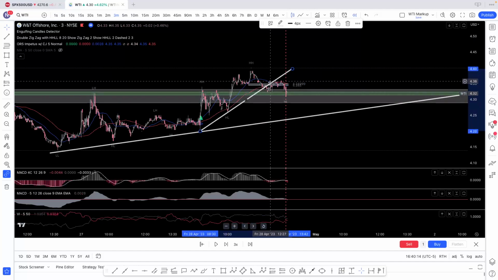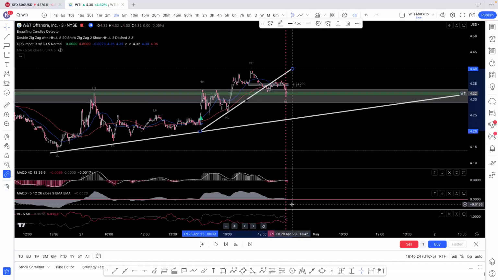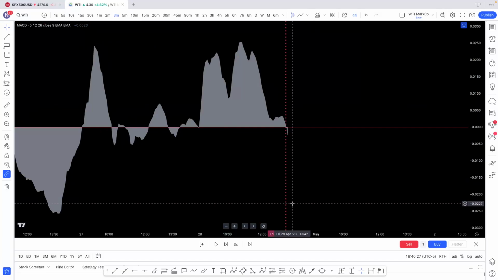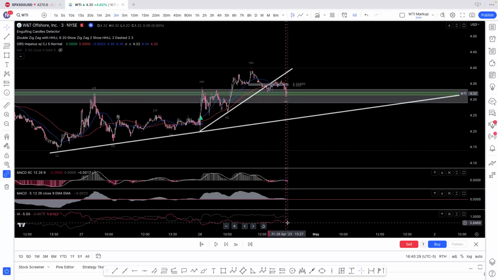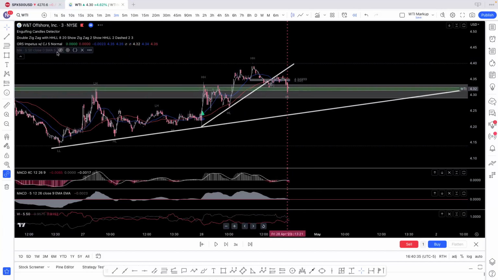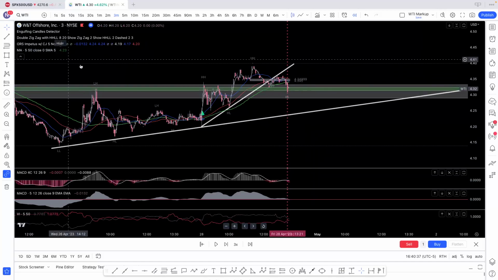I didn't get the arrow for some reason. However, everything is looking like it's in place. I've got the bearish momentum here, the bearish momentum that has occurred there, and this is potentially about to cross. So I am going to go for it. And then let me turn this back on. Ooh.